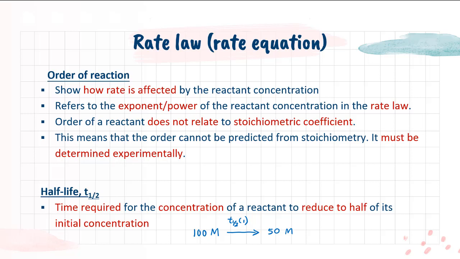And then we can still carry on. So if I continue to my second half-life, the concentration will reduce to its half. So 50, half of it, becomes 25 molar. So this will be the time taken for a reactant to reduce from 50 to 25. If I still want to carry on, the third half-life is the time taken to reduce from 25 to 12.5 molar.